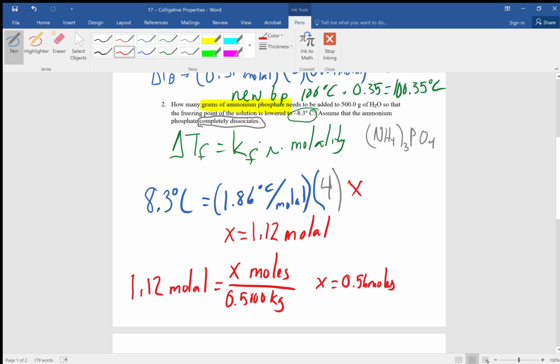So finally, the last step is that we need to convert this to a mass of ammonium phosphate. In order to do that, we need to know the molar mass. We can add up the elements in the chemical formula. We get 149 grams per 1 mole. And so we find out that we need 83.4 grams of ammonium phosphate.